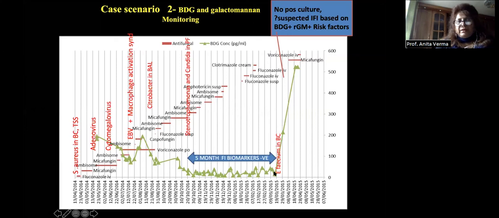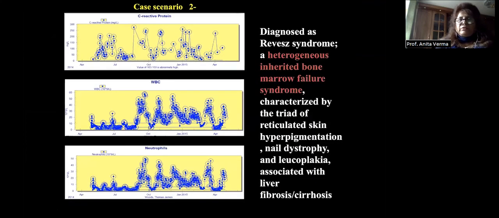But as you see, at the end of his journey, he had a very high spike of beta-D-glucan, and that was when he was again started on dual antifungal. What I would like to highlight here is that this patient had such a long PICU stay, but there must be some underlying immune deficiency process going on. And ultimately, at the end, he was diagnosed with a heterogeneous inherited bone marrow failure syndrome, which probably contributed to multiple infections and no response to treatment.